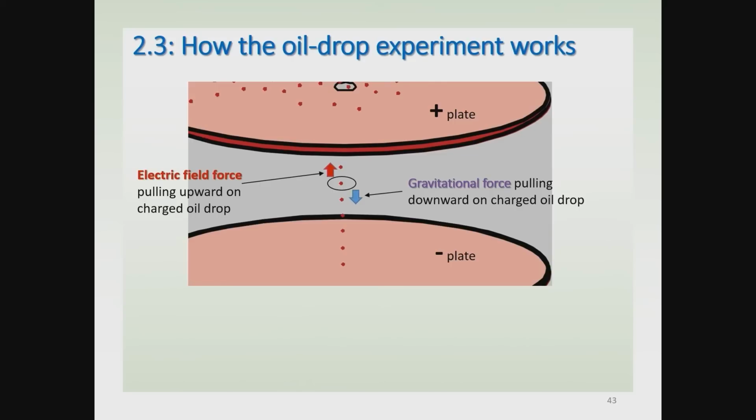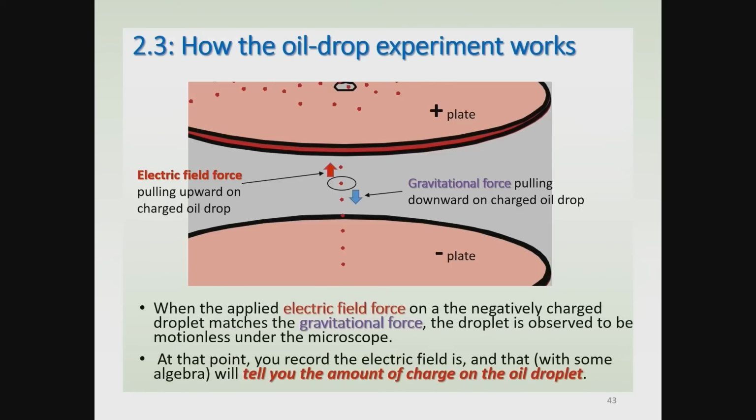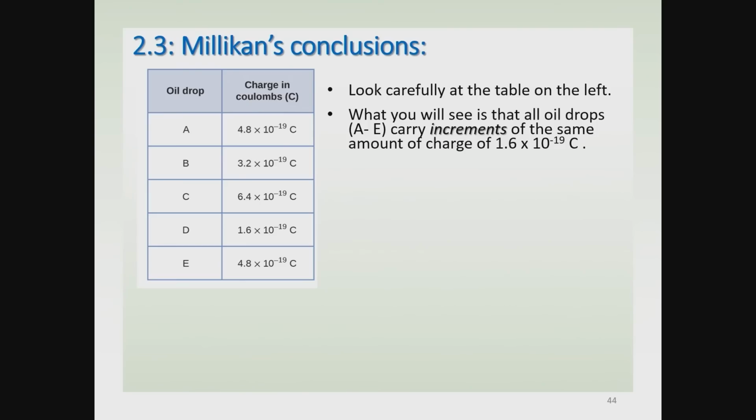And so when the droplet was motionless, he wrote down the amount of electric field he imposed between those two plates to get that drop motionless. And through some simple math, he was able to figure out the value of the charge on the oil droplets. So let's take a look at some of the data he got.